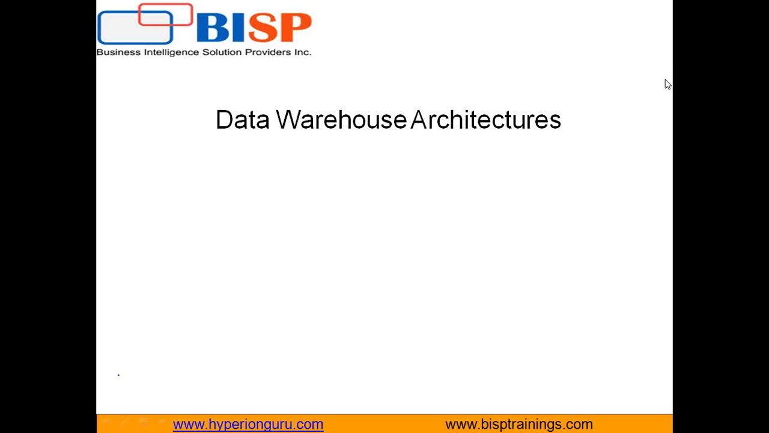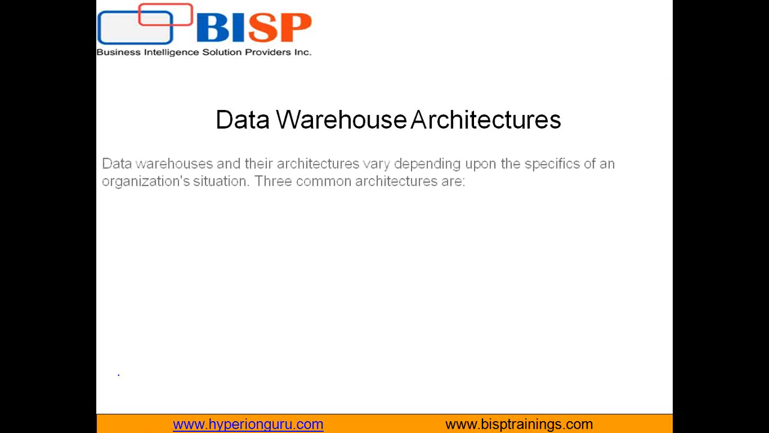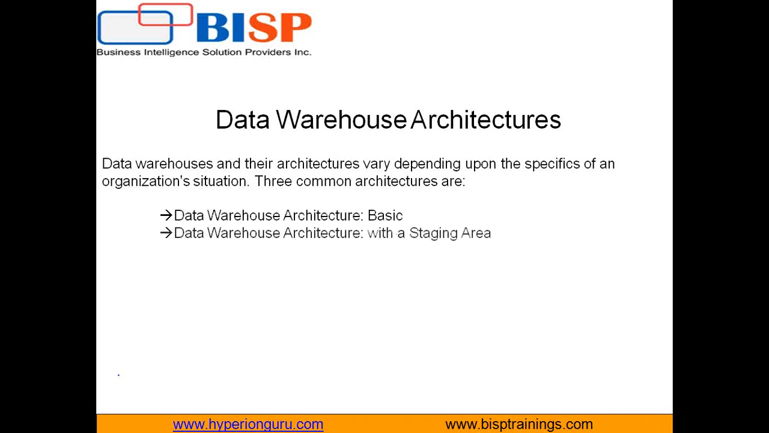Next is, what are the architectures that we normally follow in a data warehouse? There are commonly 3 types of architecture that we follow in a data warehouse. One is the basic one. Next one is data warehouse with a staging area. Now we will discuss what a staging area is. Next is data warehouse with a staging area and a data mart.